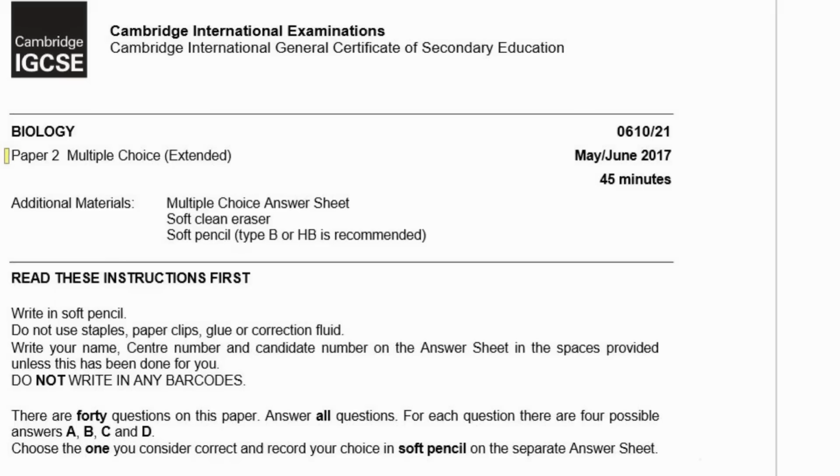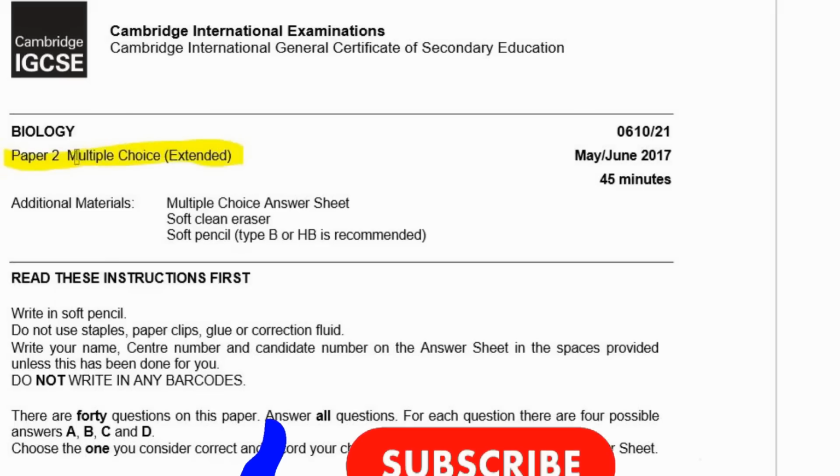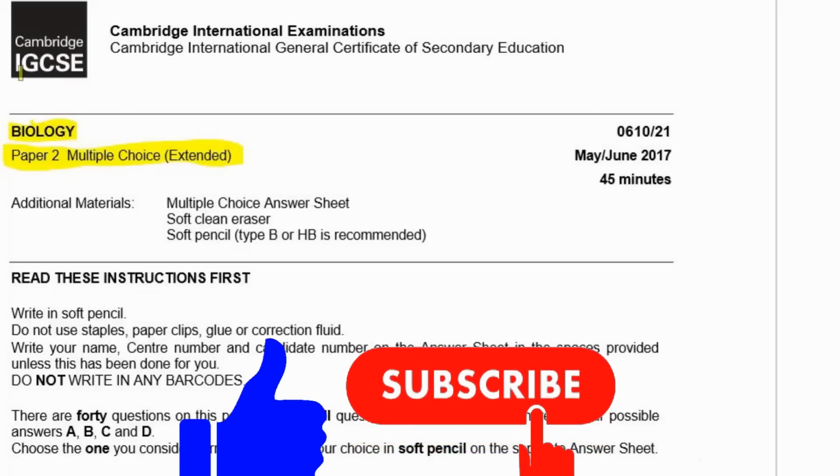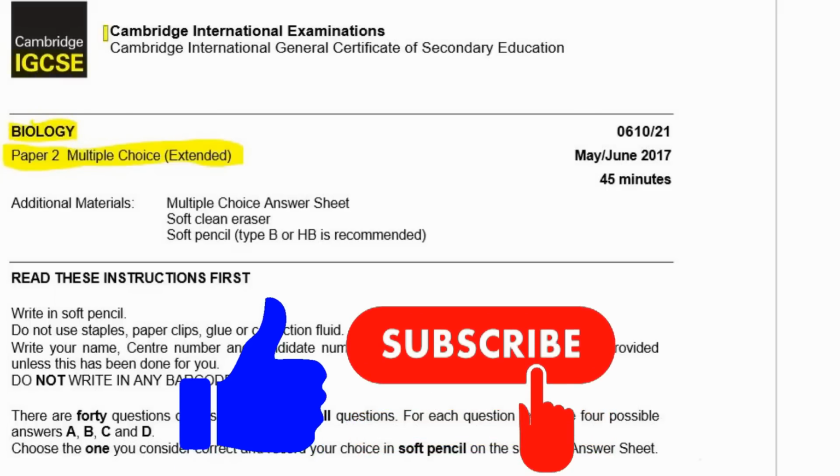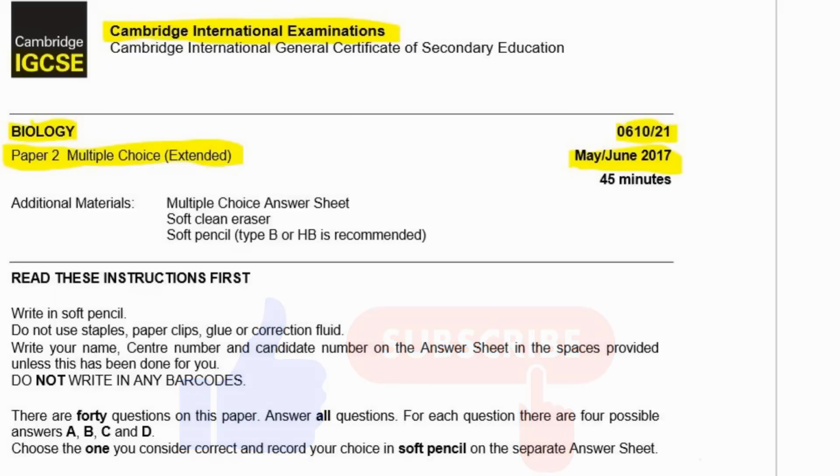Okay, so now we're going to go through paper 2, which is a multiple choice extended option for biology. And this is IGCSE from Cambridge International Examinations, CIE. And this is May-June 2017, and the code is 0610/21. All right, let's begin. You ready?